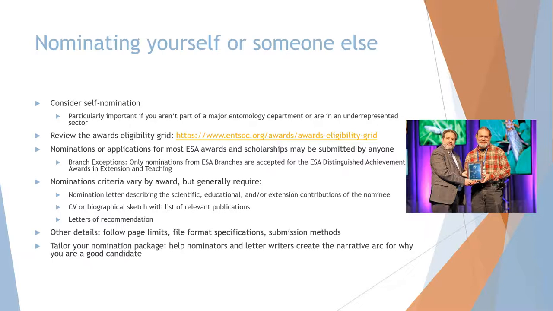Like Susan mentioned, we offer a lot of awards, and these are at the Society level, branch level, and within the sections. But there's a handy awards eligibility grid linked here that has the Society level awards and all of their eligibility criteria, requirements, deadlines, and whether you have to be nominated by a branch or whether anyone can nominate. So that's a really handy chart that you should check out.